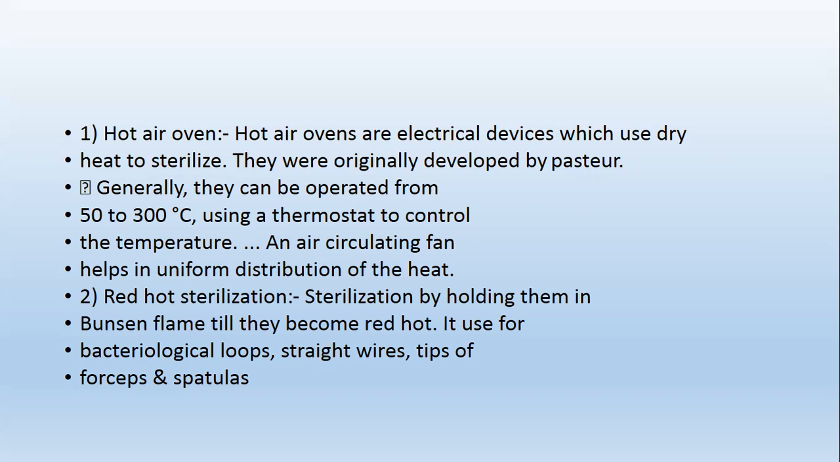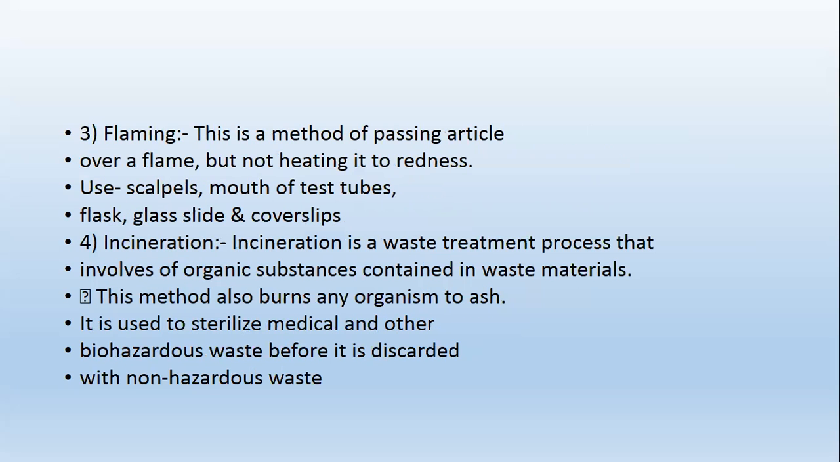Red hot sterilization. Sterilization by holding them in Bunsen flame till they become red hot. It is used for bacteriological loops, straight wire, tips of forceps and spatulas. Flaming. This is method of passing article over a flame but not heating it to redness. Used for scalpel, mouth of test tube, flask, glass slide and cover slip.